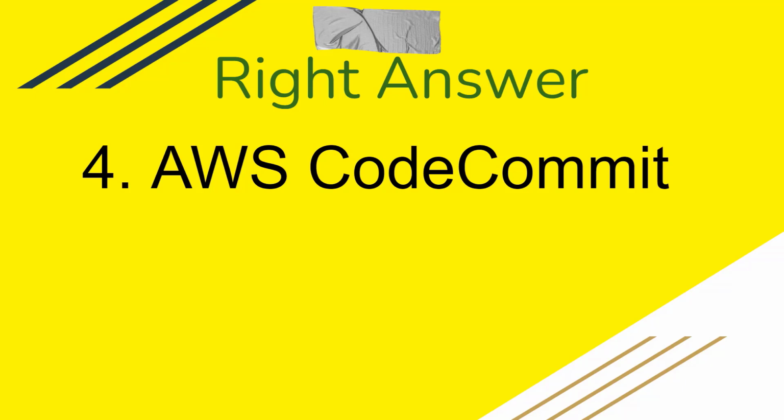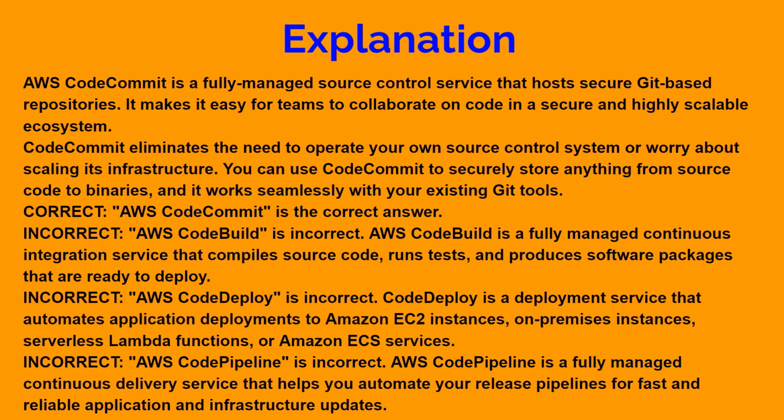AWS CodeCommit. Explanation. AWS CodeCommit is a fully managed source control service that hosts secure Git-based repositories. It makes it easy for teams to collaborate on code in a secure and highly scalable ecosystem. CodeCommit eliminates the need to operate your own source control system or worry about scaling its infrastructure. You can use CodeCommit to securely store anything from source code to binaries, and it works seamlessly with your existing Git tools. Correct. AWS CodeCommit is the correct answer.